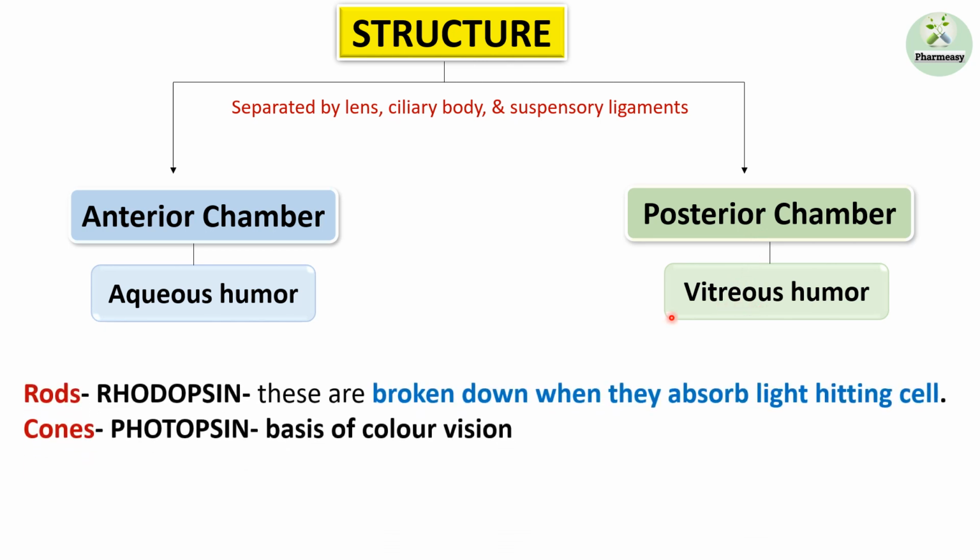There are two types of cells in the human eye, that is rods and cones. Rods contain a pigment known as rhodopsin. Rods are broken down when they absorb light hitting the cell. And cones contain photopsin pigment. These are the basis of color vision.